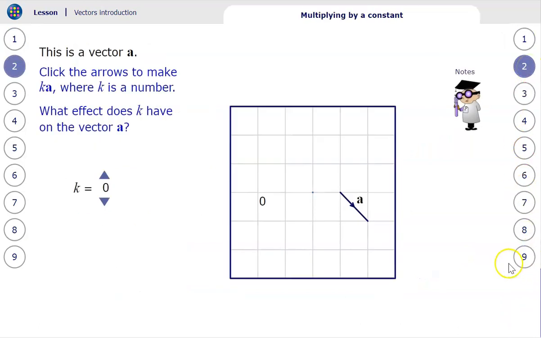So if we look at this little applet, we can see the effect that k has, a multiplying number, on the vector a. If I increase the size of k, then I'm basically creating a new vector that's going to be parallel to the original vector a, but the multiplying factor that I have in front of it is just going to increase the size of it. Likewise, if I decrease it, then I'm going to make the vector smaller until it's at a point where I get to making it negative, and then it's going to go in the opposite direction to the original vector.